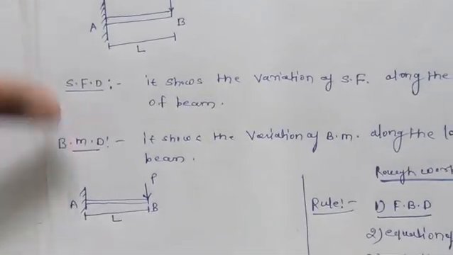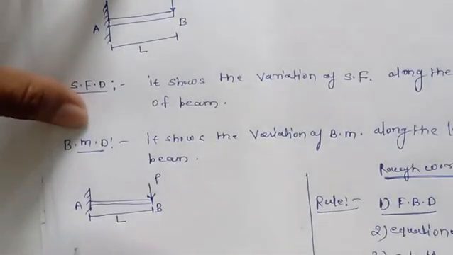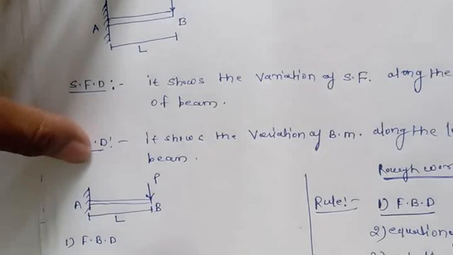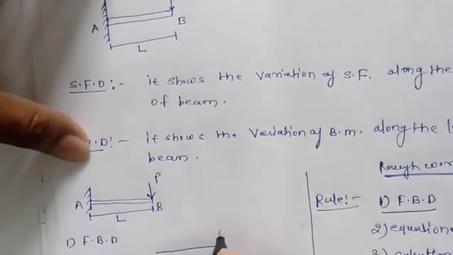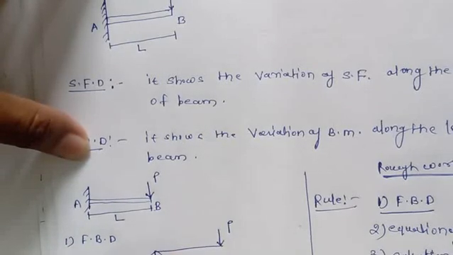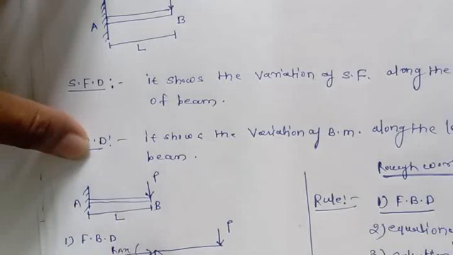Now what we have to do, first we have to draw the free body diagram. For the cantilever beam, this is the point load P, and for the cantilever this is, suppose, RA, suppose X, and the moment will be there, MA.